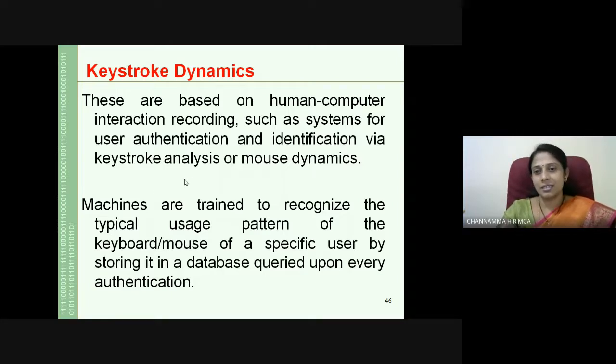Actually, this cannot be counterfeited by practice. Maybe somebody can try to use the keyboard like others, but this is a very efficient way of identifying a person. It is very unique. Fake biometrics, in this case, are very difficult to make.